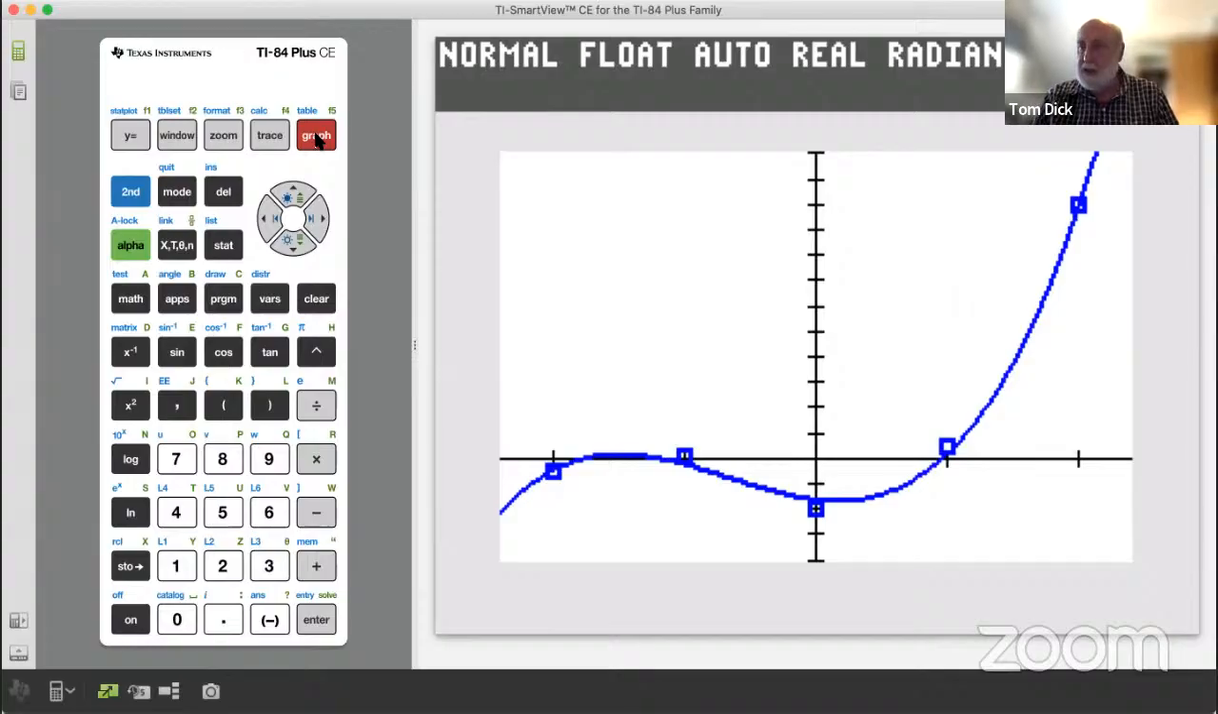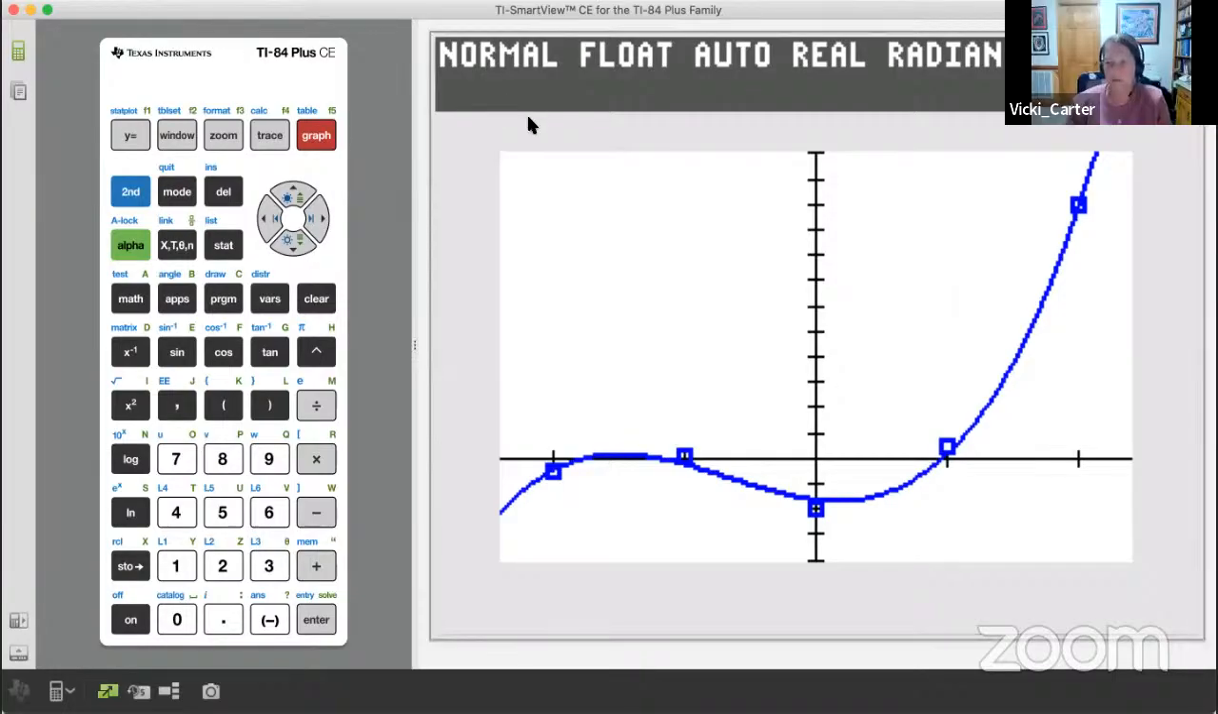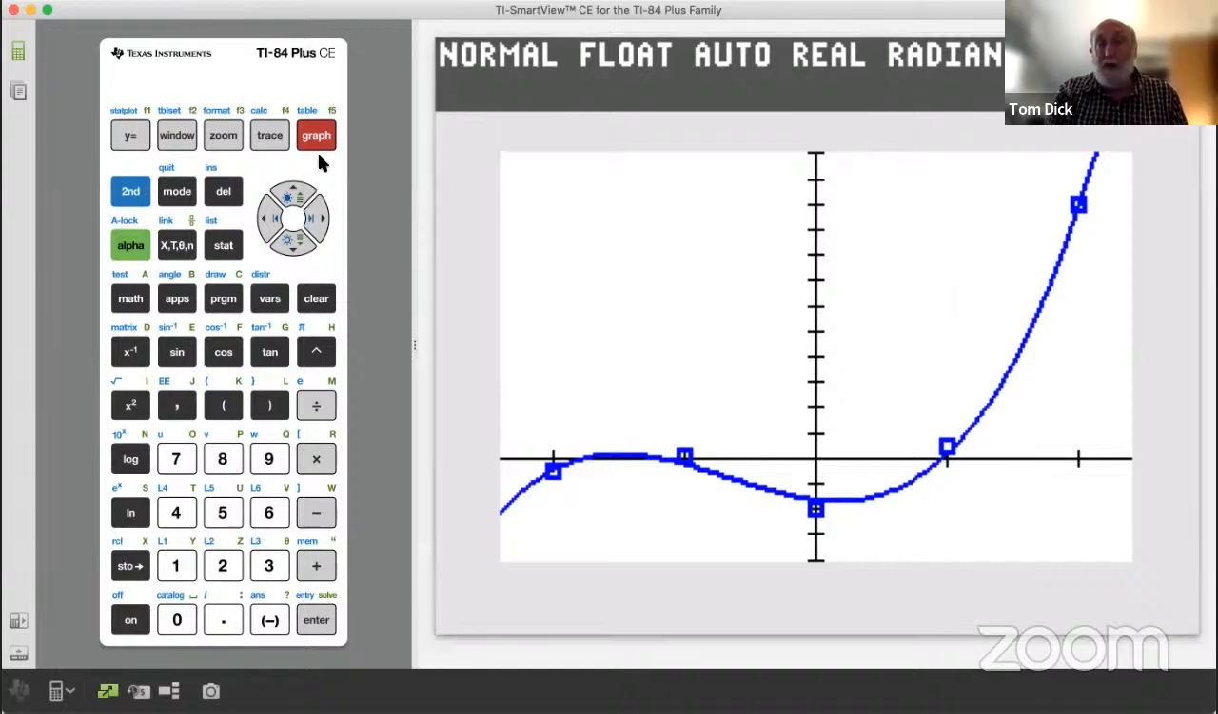I think. Let's see. Maybe it was. No, it wasn't. It's not. No, it was not. Yeah, now I'm looking at my data there. So we could just turn on trace. And if you're on the scatter plot, if you're on the trace, it's just going to jump from point to point in your data. Okay.